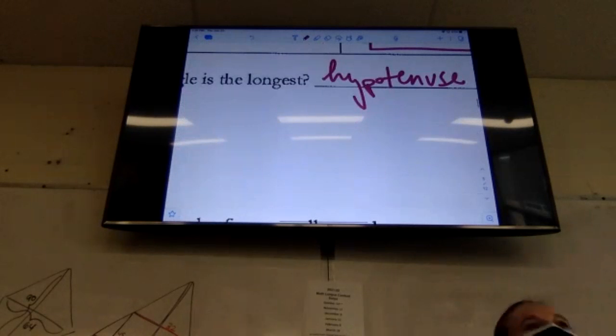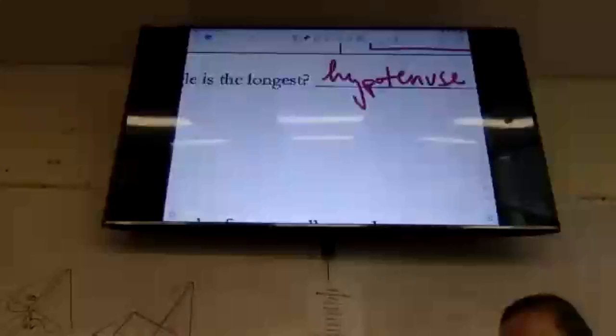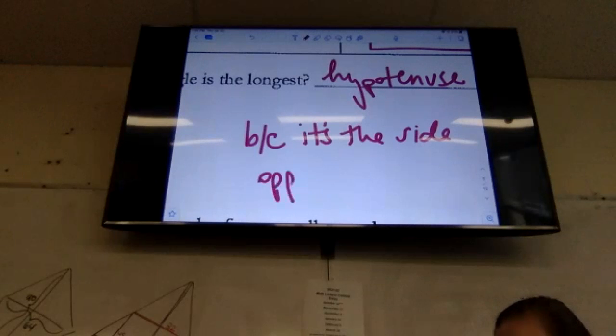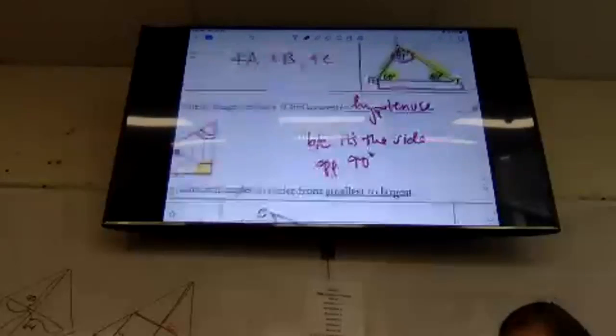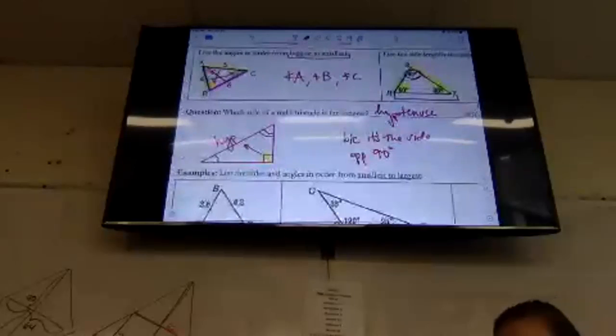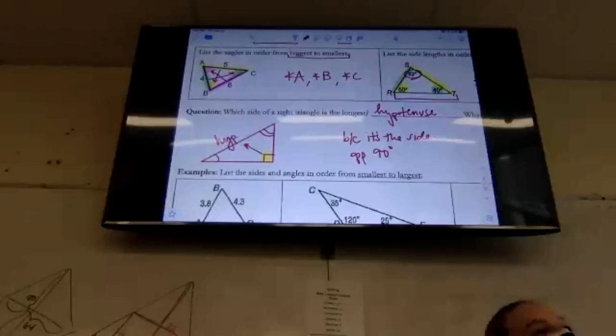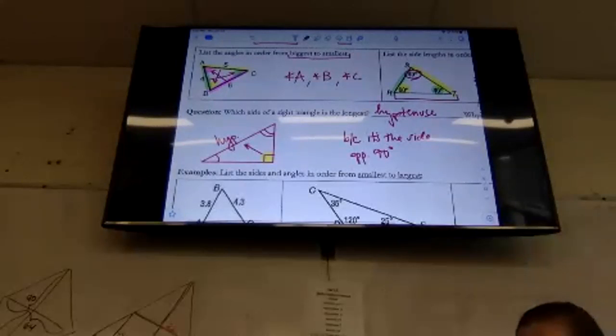I think it comes from a Greek word. Hypotenuse, and I'm going to say it's because it's the side opposite 90 degrees. You can also say opposite the biggest angle.